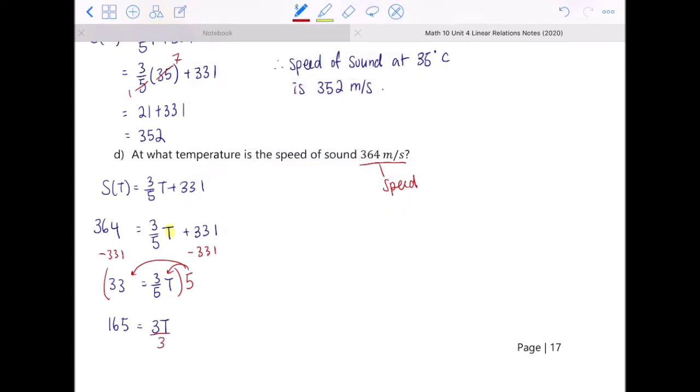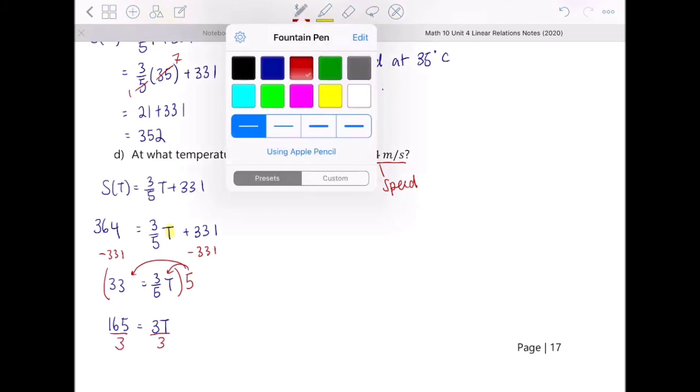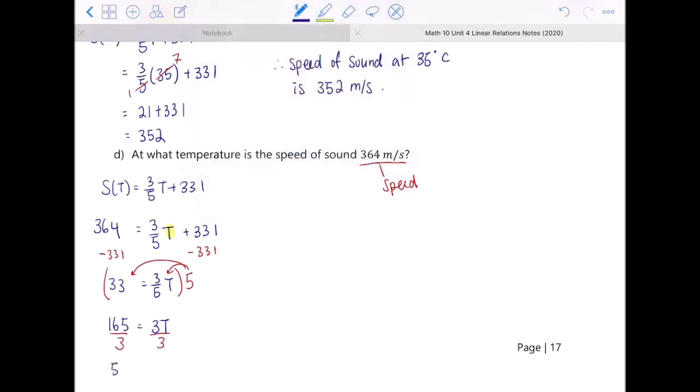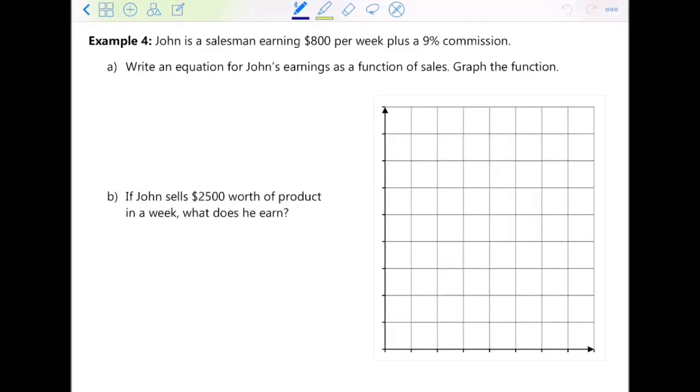We need to isolate t by dividing both sides by 3. So we get 55 equals t. Therefore, the speed of sound is 364 meters per second at 55 degrees Celsius. Moving on to example 4.